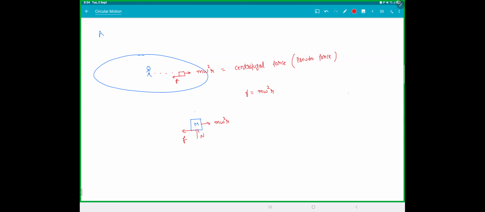This is a normal reaction. This is mg. If you ask this person, what is the acceleration of the coin? He will say acceleration is 0. A thinks the coin is not moving.